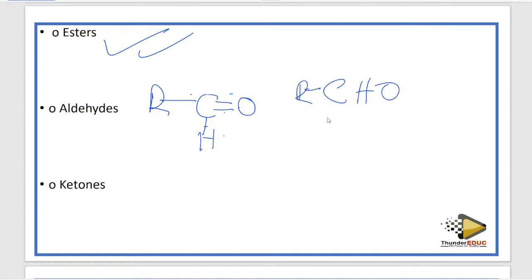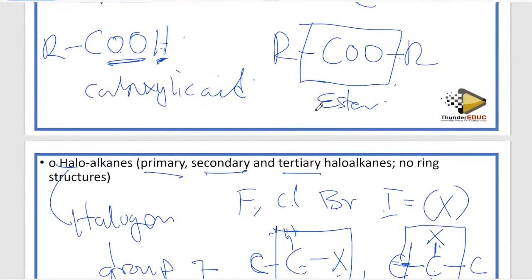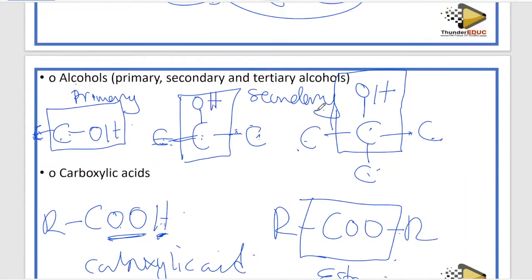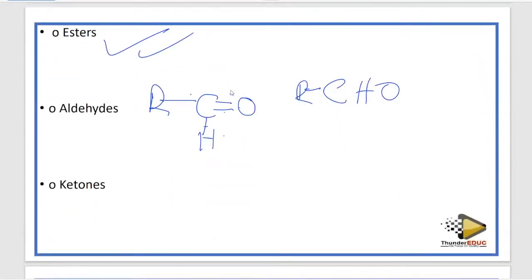So this one is different from alcohol. Look at this, alcohol, the way it looks. For alcohol, the hydrogen is attached onto oxygen, so it's a single bond. While here, the hydrogen is attached onto carbon, so the oxygen is a double bond. So that is a major difference. Please don't confuse aldehydes with alcohols.